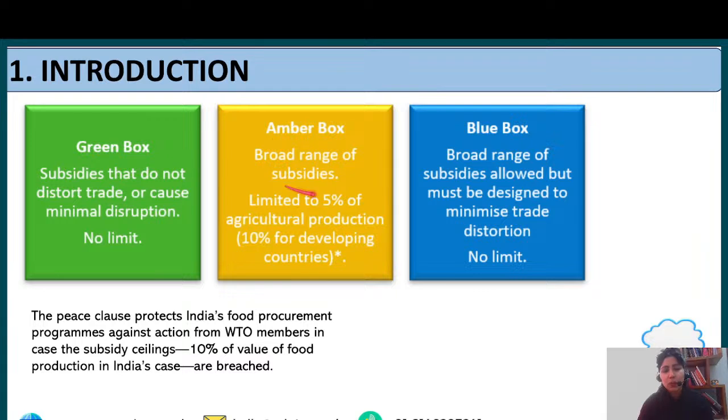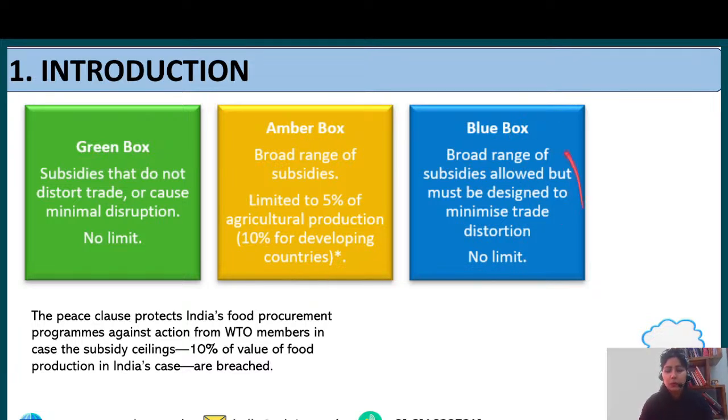So this covers a broad range of subsidies, and it is limited to 5% of agricultural production. And this limit is raised to a higher limit for developing countries. That means up to 10% of entire agricultural production for developing countries is allowed. So India does have the benefit, but here is a catch: the total benefit is not as high as it seems. It is not higher than the developed countries.